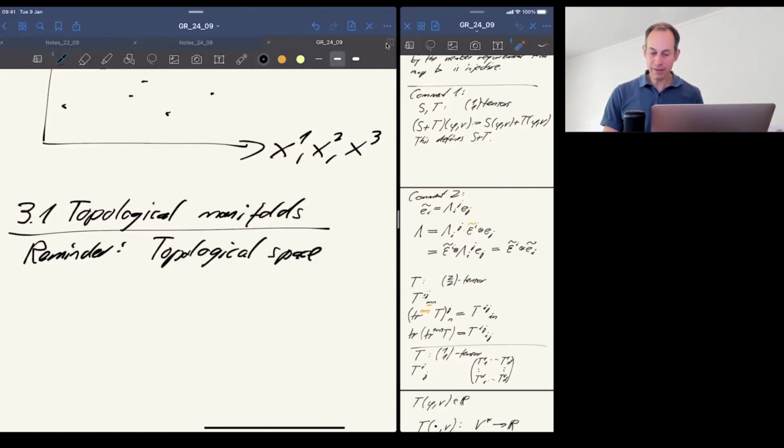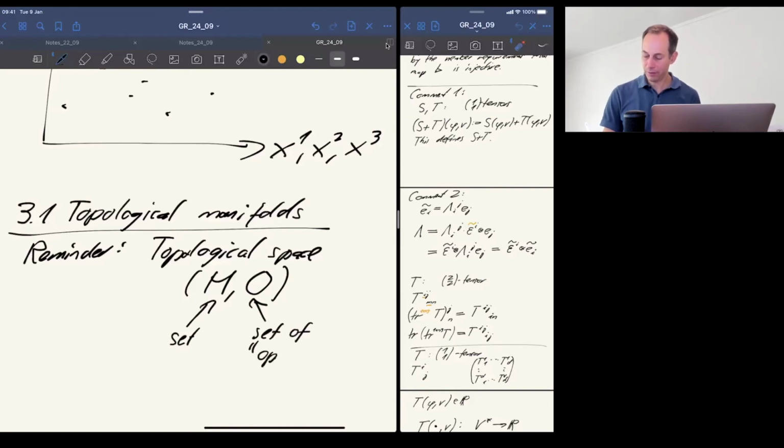A topological space is usually given by just a set M, that's the space. For example, space-time will be a topological space, and an additional set, which I call O, which says which subsets of the set M are considered to be open. So M is just a set, and O is mathematically a set of sets, and these sets are called the open sets. So for example, the usual thing if we talk about the Euclidean space is to say M is the Euclidean space, it's R3, and O is, for example, containing all so-called soft balls.